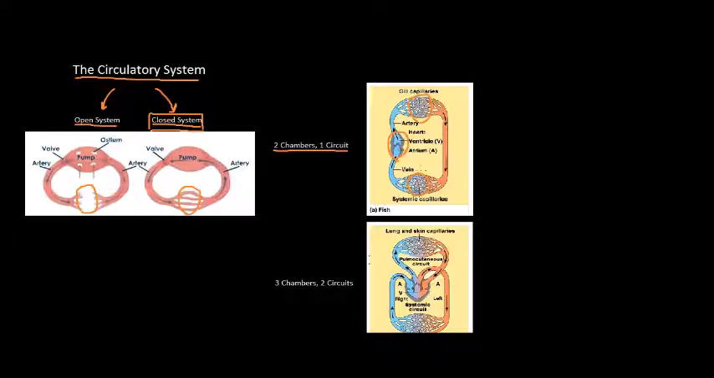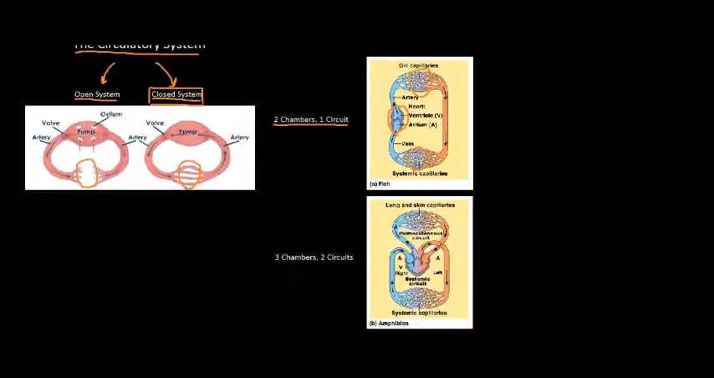Over time, this heart evolved into one with three chambers and two circuits, like the ones amphibians have. These two circuits are primarily classified as pulmonary circulation and systemic circulation. The former refers to blood that leaves the heart and travels to the lungs to be oxygenated. The latter refers to the oxygenated blood that provides the rest of the body with necessary oxygen.